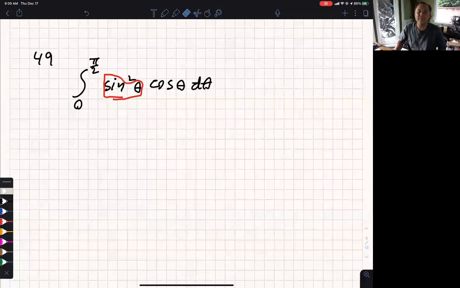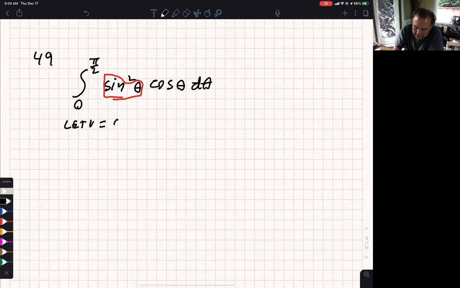So this is 5.6, number 49, substitution. That sine, because it's in the squared, seems like the best candidate to try. Now, one thing about u-sub, sometimes it doesn't work and you have to try something else, and it's trial and error. And over time, you get a feel of what's going to work through experience.